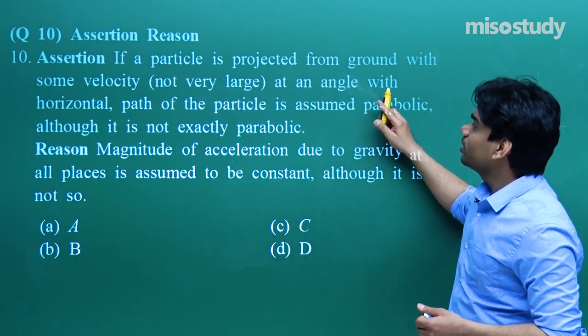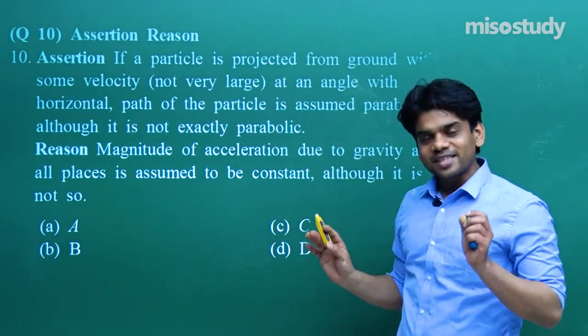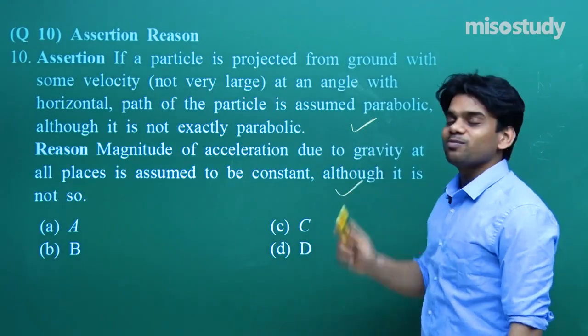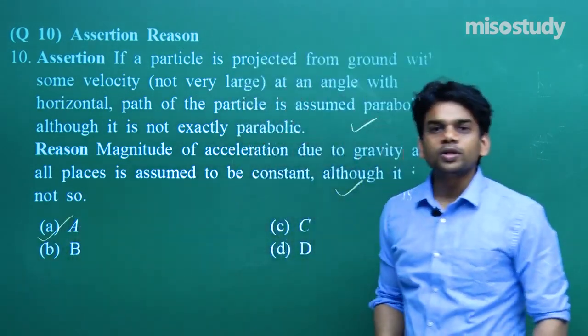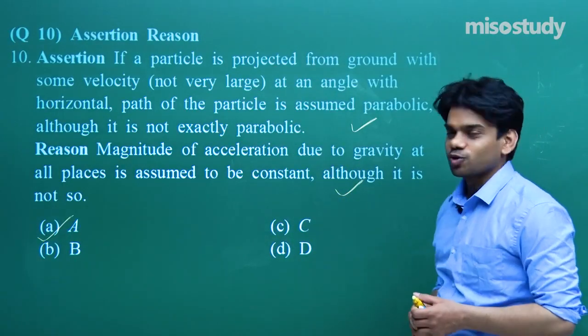So if you see here, with horizontal path of particle is assumed parabolic, although it is not exactly parabolic. Yeah, that's true. So both are true, and this is the correct explanation of assertion. So choose option A. Both are true, and this is the correct explanation. So option A will be the right answer for this question.